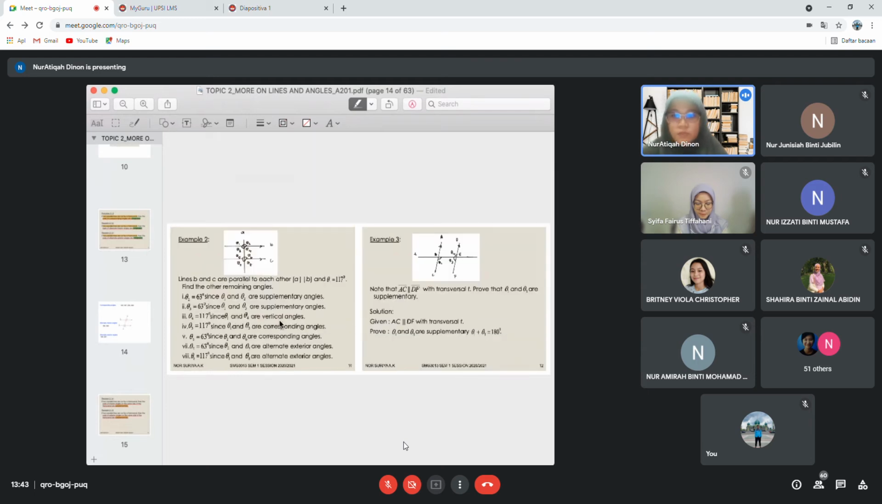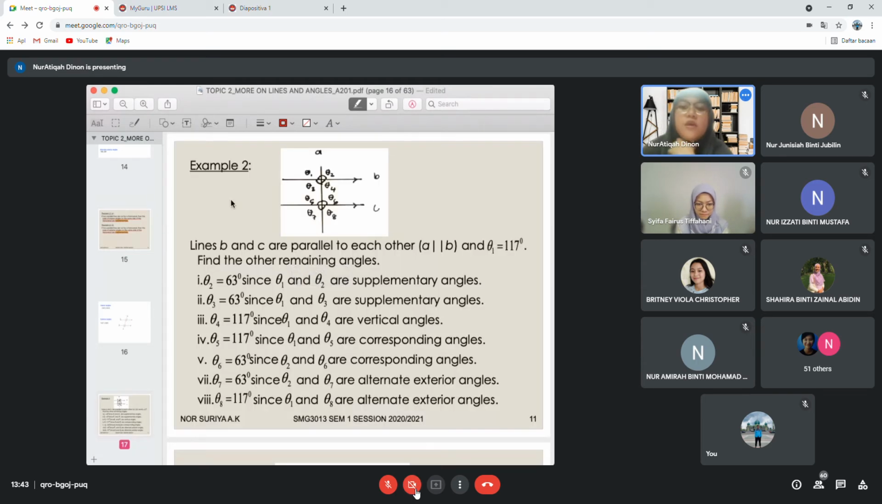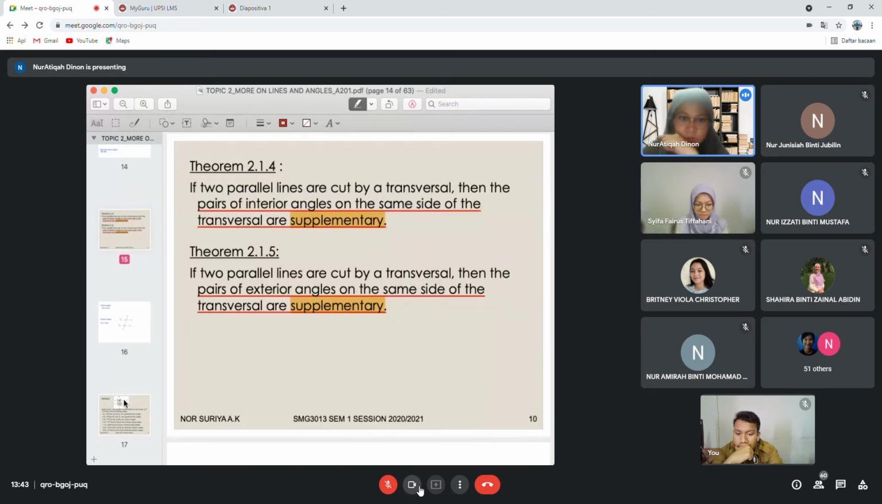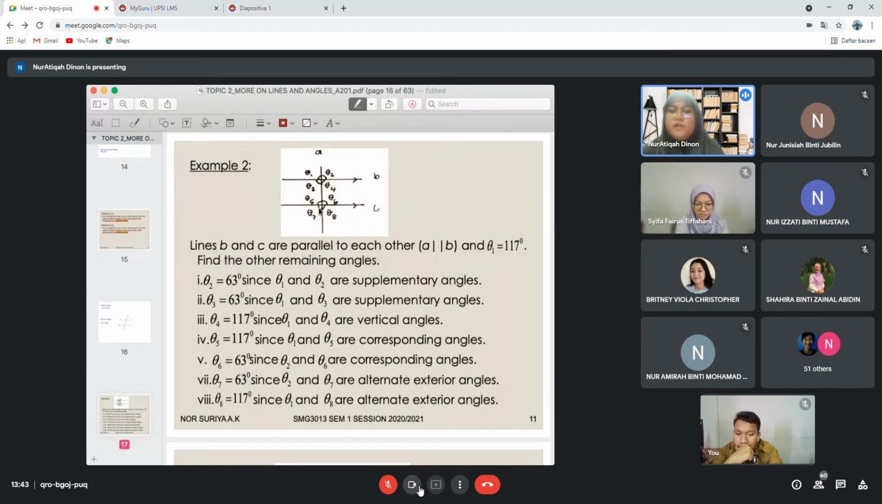Okay. Next, kita tengok dekat example. This one has two parallel lines, B and C. Because before this kita tak consider parallel lines. Okay, so now we consider two parallel lines, B and C. And then we have A, the transversal line for B and C. So yang ni symbol apa?